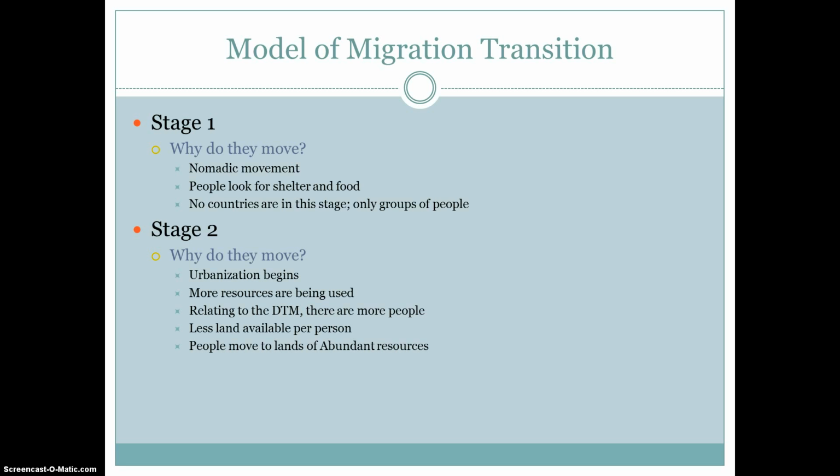So in stage 2, as we see in the DTM, we see a high population increase, and when we see this high population increase, more and more resources are being used. And when more and more people come onto the earth, less land is available per person. And so people who live in stage 2 countries move to lands of abundant resources.